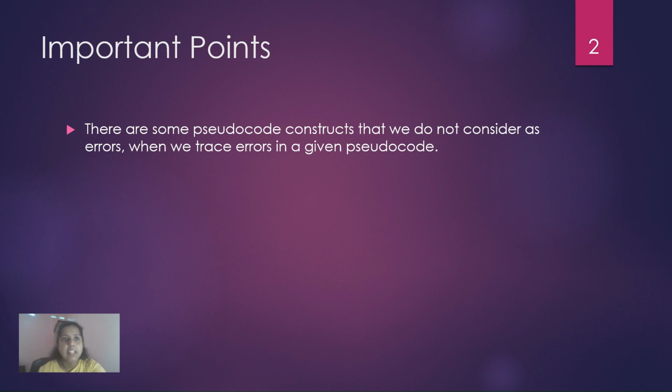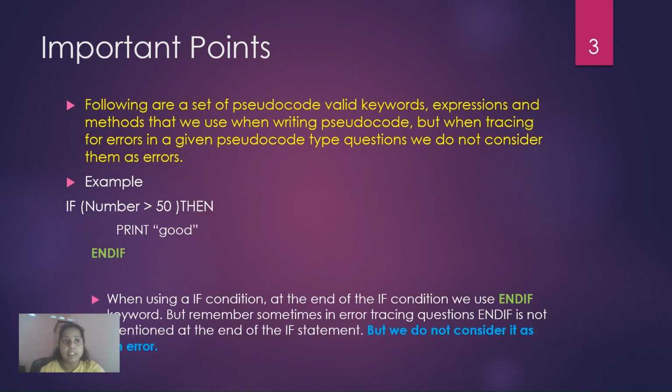Important points. There are some pseudocode constructs that we do not consider as errors when we trace errors in a given pseudocode. There are some valid errors in pseudocodes when writing algorithms, but when we identify the errors, we do not consider some small things as errors, in order to simplify the process. Let's see them now. The following are valid keywords, expressions, and methods that we use when writing pseudocode, but when tracing for errors in a given pseudocode type question, we do not consider them as errors.